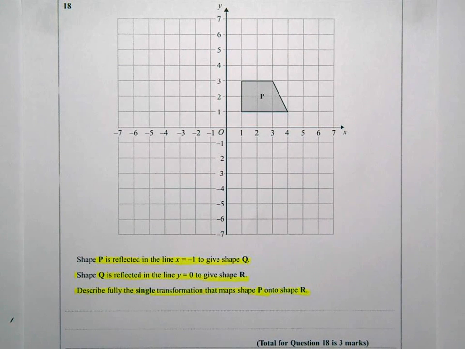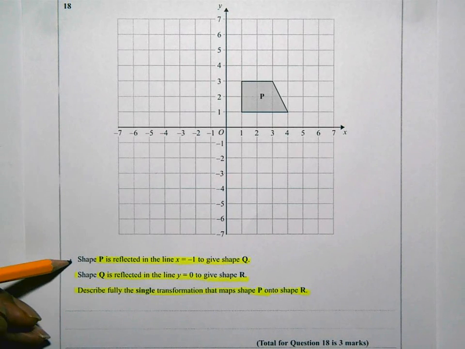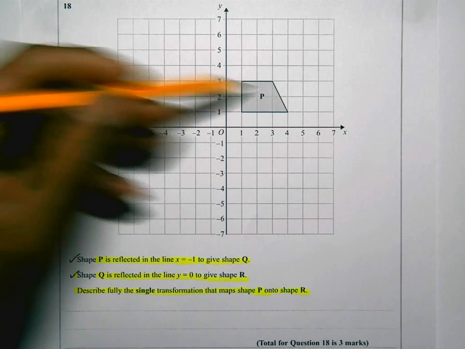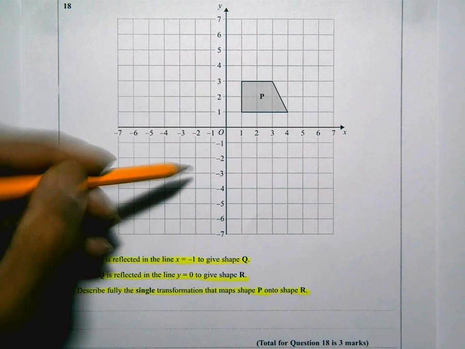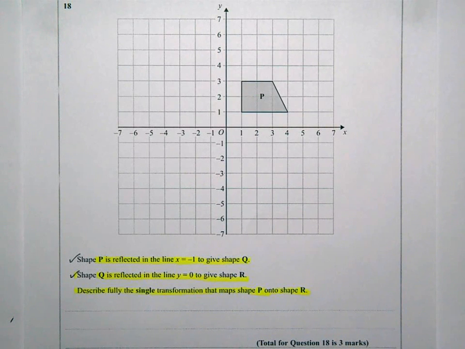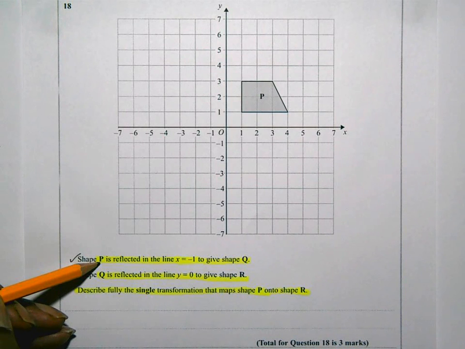Okay, so what I need to do is to do these two things, right? Do those two transformations on the graph, and then to say how I can get directly from P to wherever we end up, showing R. So I'm going to do it in stages. So let's do this first bit first.